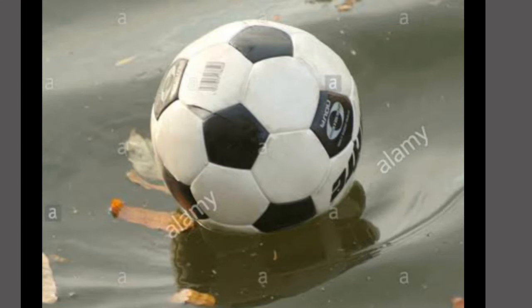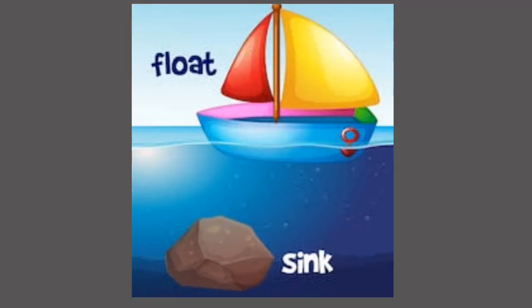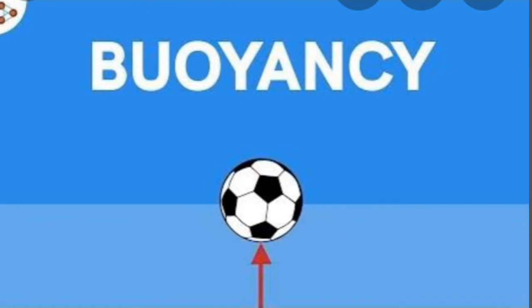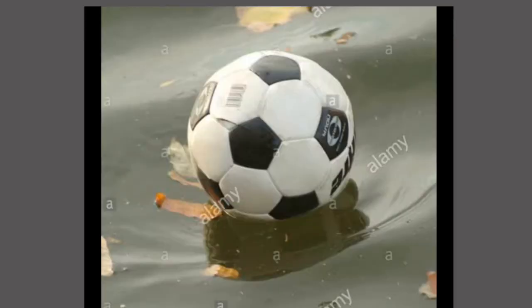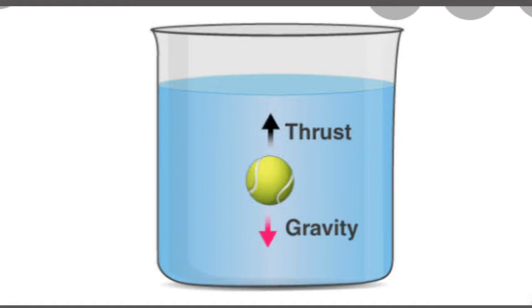surface of the water. So, whenever any object is put into the water, whether the object will float or sink depends on the upward force exerted by the water. An upward force is applied by the water on any object floating on it, which is called buoyancy. So there are two forces acting on the stone and football. One is gravitational pull, which acts in a downward direction, and the other is upthrust that acts in an upward direction.